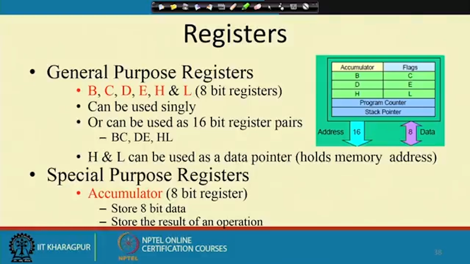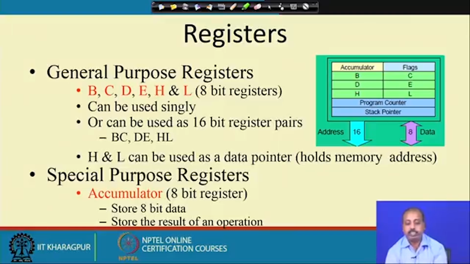Apart from that, there are special purpose registers. One such special purpose register is the accumulator. The accumulator is an 8-bit register, and it normally stores the first operand as well as the result of any operation.